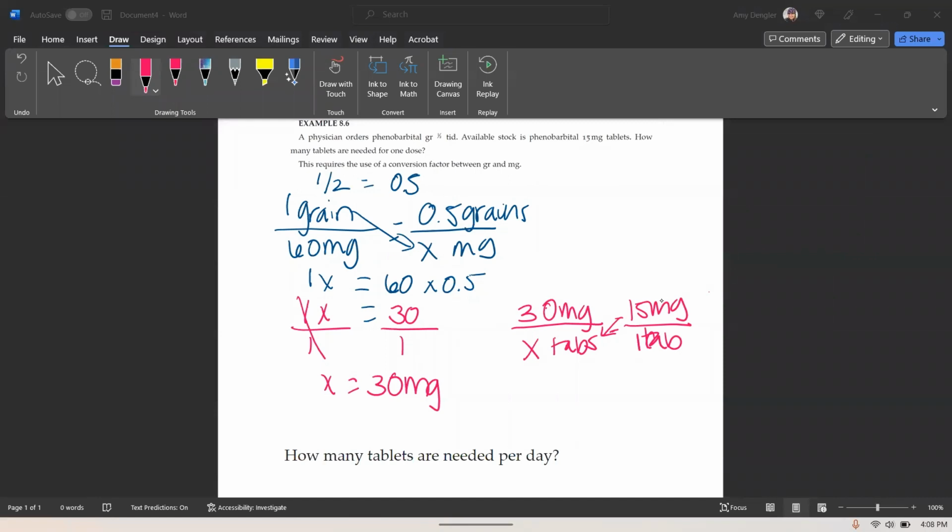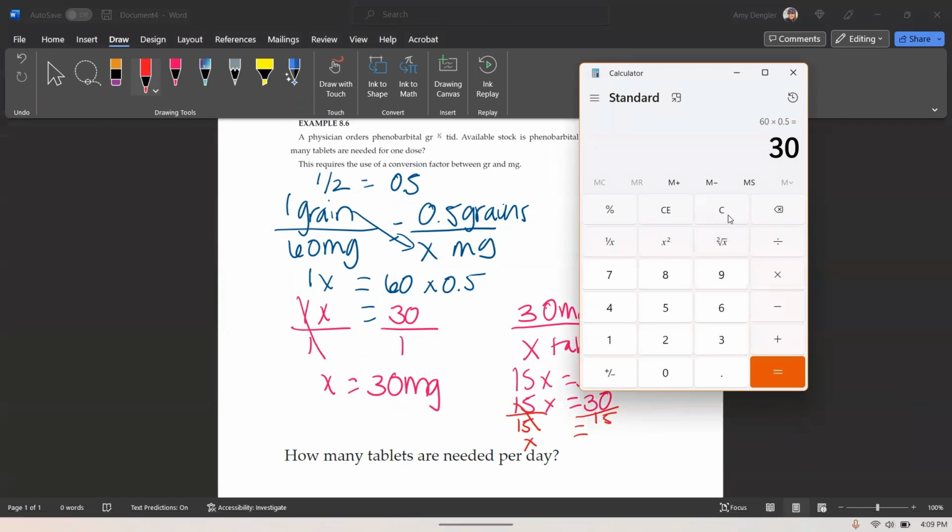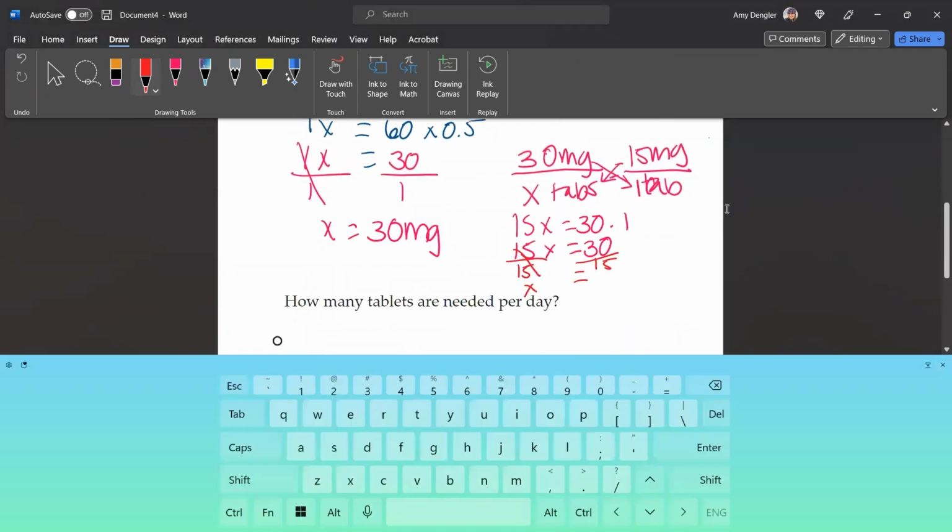Okay, so we want to get our proportion going. So we have 15x is equal to 30 times 1. 30 times 1 is 30. And we want to get x alone. So we're going to divide each side by 15. And 30 divided by 15 is 2. So we need 2 tabs per dose.